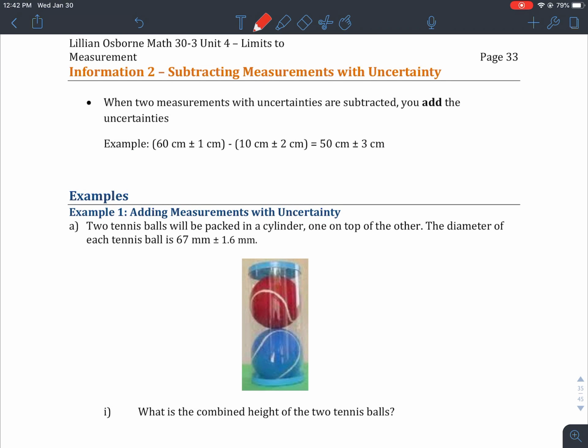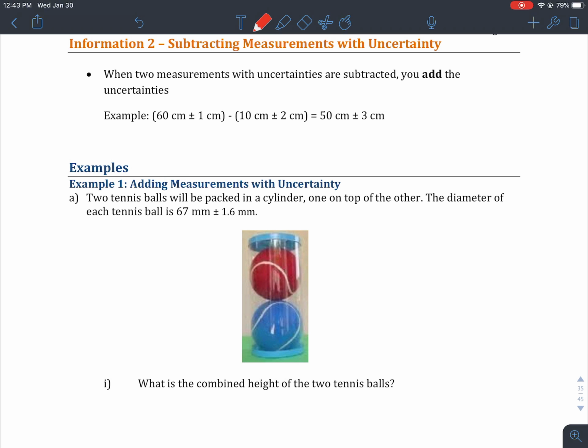All right, so keeping that in mind, we're also just going to skip this explore section as well, and go straight again to the information piece. When two measurements with uncertainties are subtracted, we're going to add those uncertainties together just like we did for the previous example. All right, so that first example on the bottom, we're going to use those two pieces of information to help us out. Two tennis balls are going to be packed into a cylinder, one on top of the other, like the picture shows.